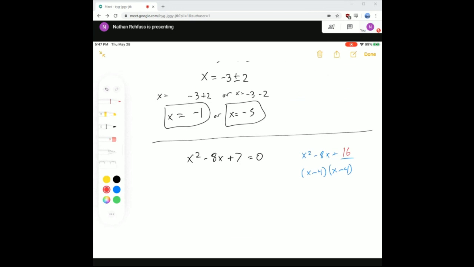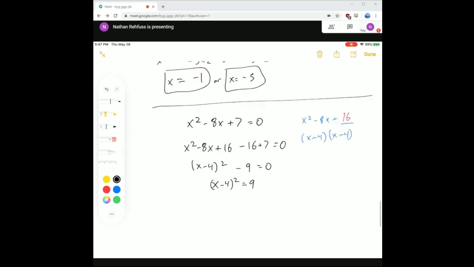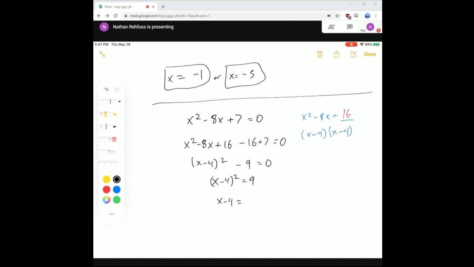So their product is going to be 16. X minus 4 times x minus 4. The perfect square is x squared minus 8x plus 16. So over here I'm going to write, whoops, don't need parentheses yet, x squared minus 8x plus 16 minus 16 plus 7 equals 0. So this is x minus 4 squared. This is -9. So x minus 4 squared equals 9. Use the square root property and say x minus 4 equals plus 3 or minus 3. So x equals 4 plus 3 or 4 minus 3. X equals 7 or 1, like I said.